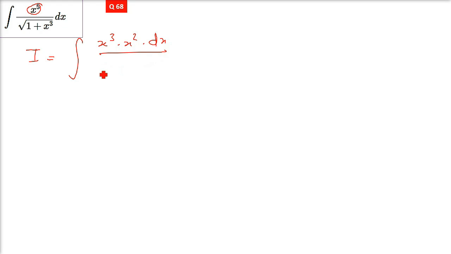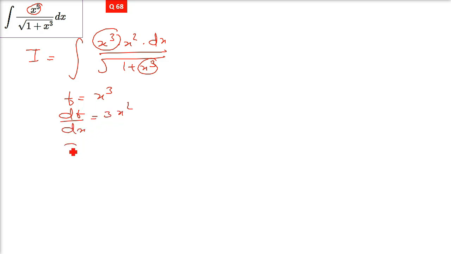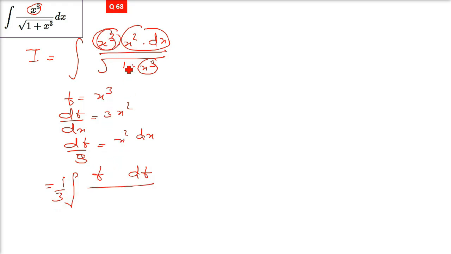The denominator will be under root 1 plus x cube. This x cube is going to be t. So dt by dx will be 3x squared, dt by 3 will be equal to x square dx. And this x square dx, we will just replace by dt by 3. 1 by 3 comes here. It's better to take 1 plus x cube actually, so I'm just changing the approach. I'm not taking x cube as t. I'm taking x cube plus 1 as t. The result will remain the same.